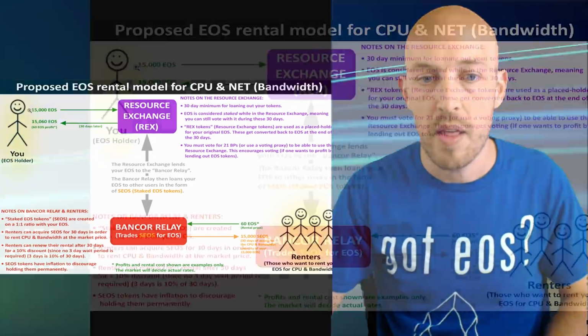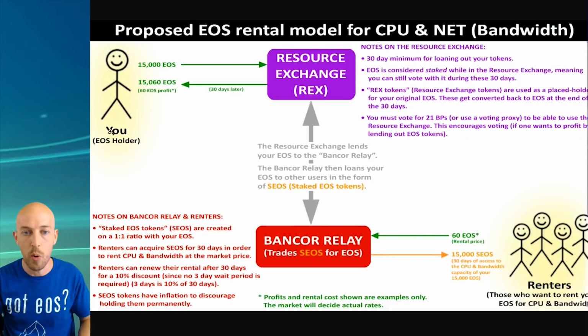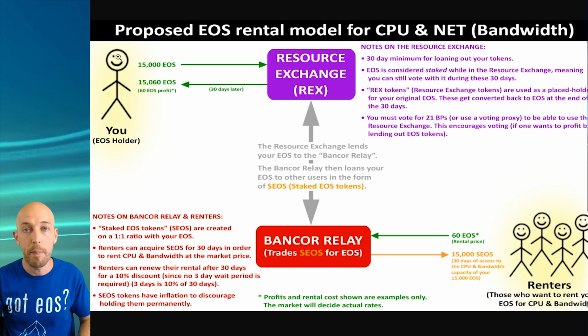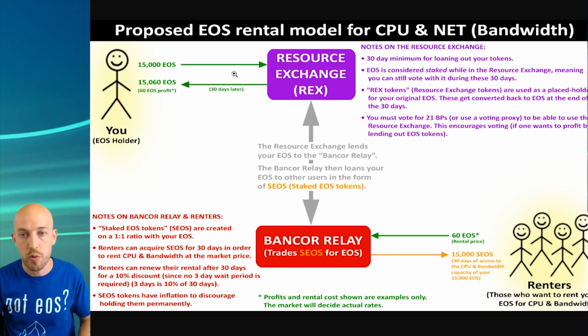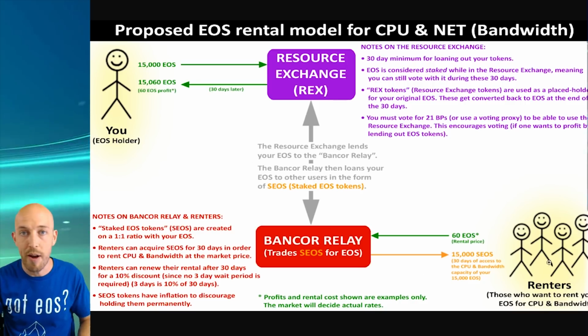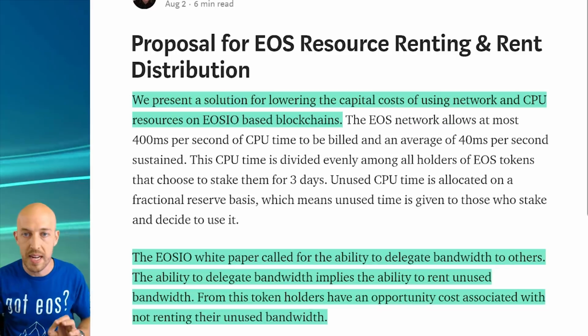Keep in mind that the simple flow is: this is us as holders and this is the people we're renting to. And it goes from top left to bottom right. And that's how I drew this. It goes through the resource exchange, through a relay to the renters, and the profits flow back to us. And again, that's the high level overview. So let's get into this.